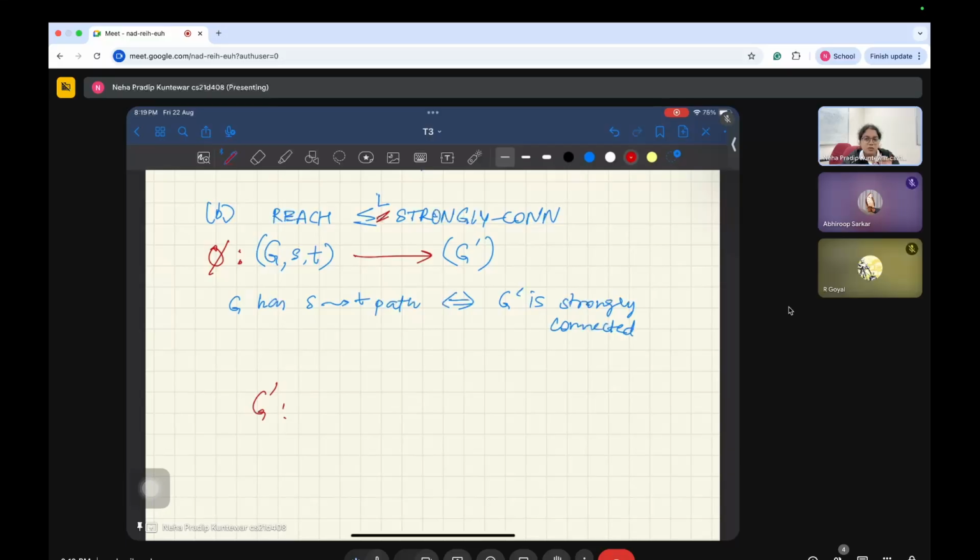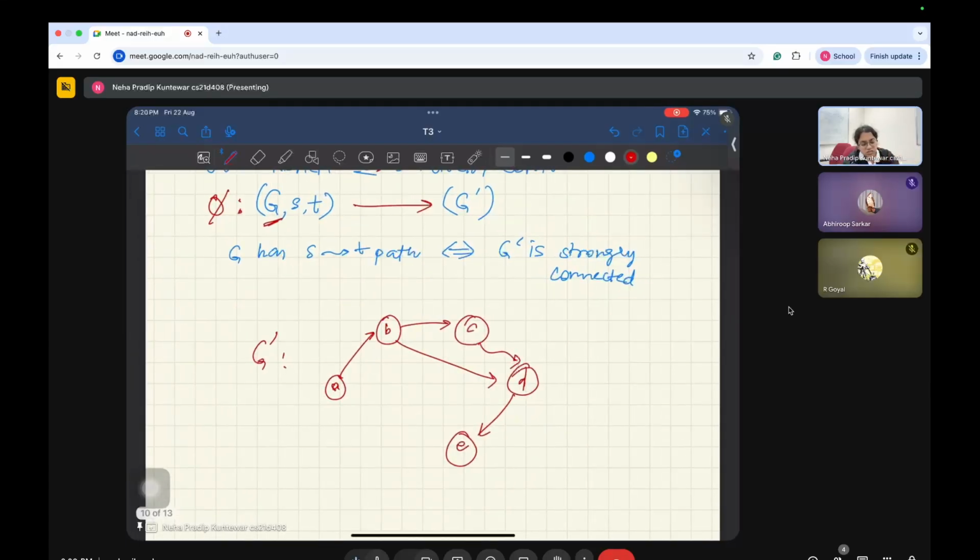So I'm just going to modify this graph G slightly. Let's say this is some arbitrary part of that graph G that was given to me, with vertices A, B and so on. If there is a path from A to D, I somehow want to ensure that there is a path from D to A.